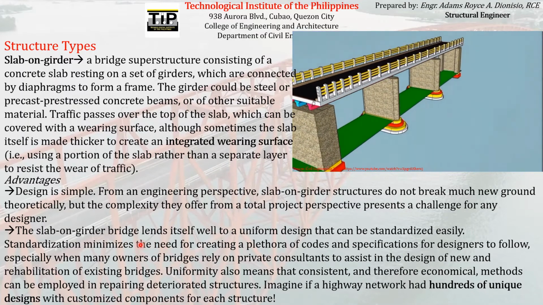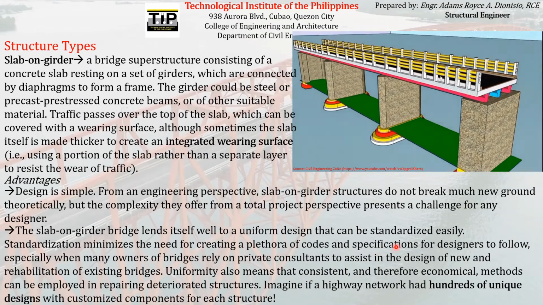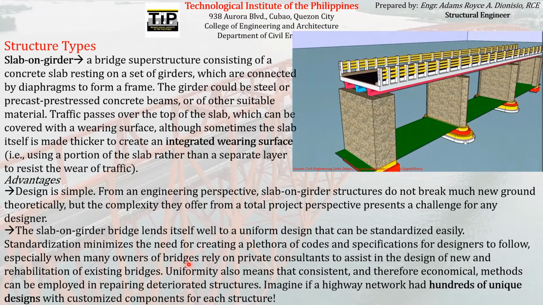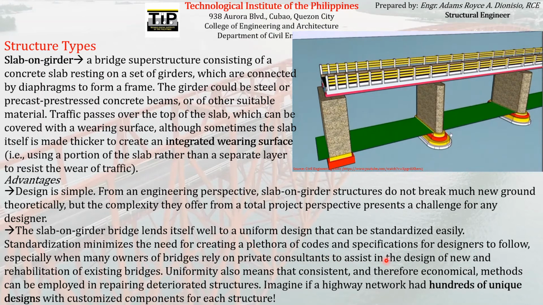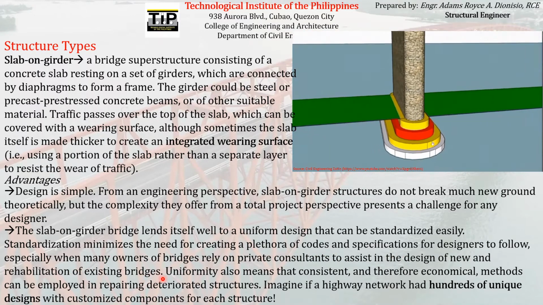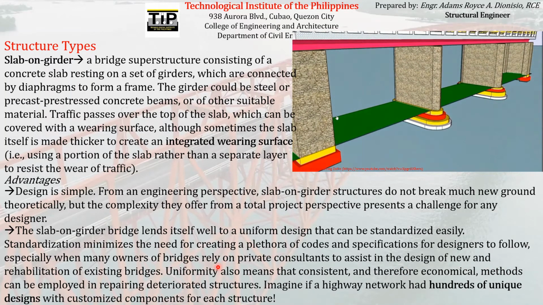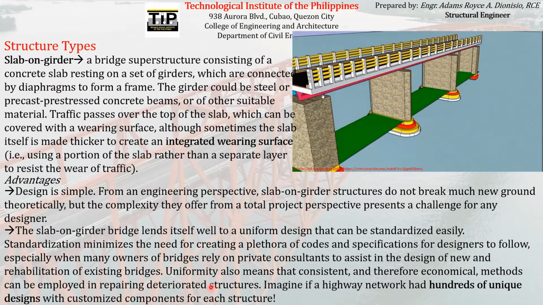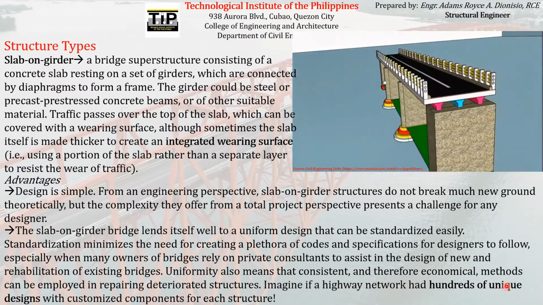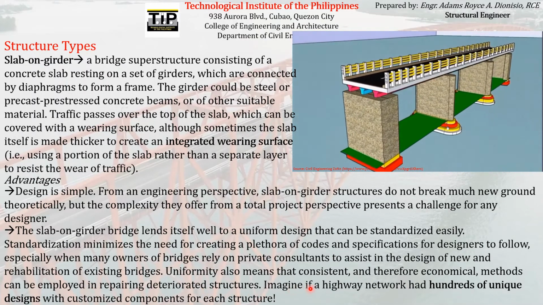Standardization minimizes the need for creating a plethora of codes and specifications for designers to follow, especially when many owners of bridges rely on private consultants to assist in the design of new and rehabilitation of existing bridges. Uniformity also means that consistent and therefore economical methods can be employed in repairing deteriorated structures. Imagine if a highway network had hundreds of unique designs with customized components for each structure.